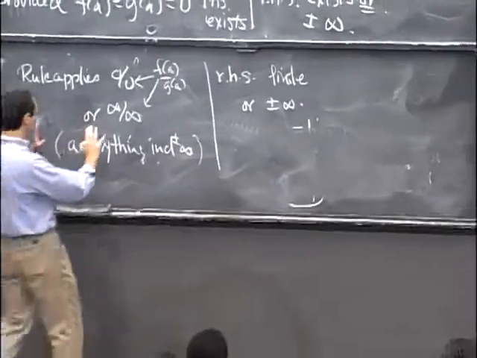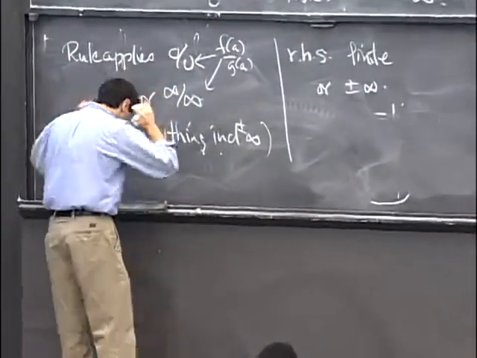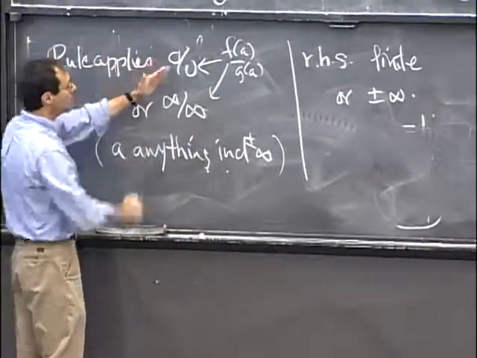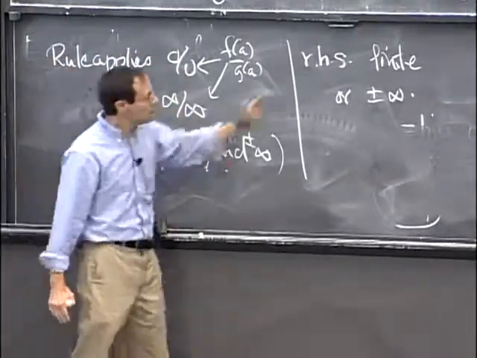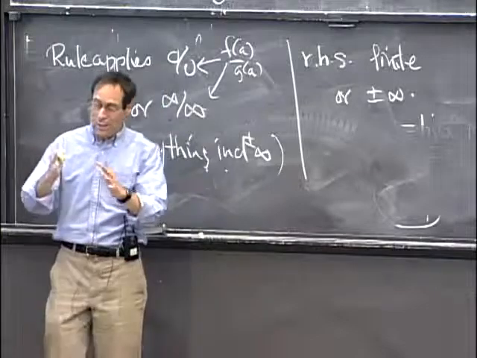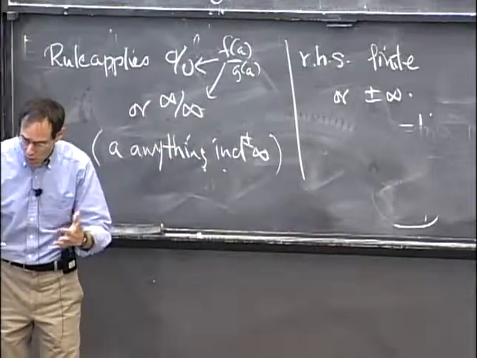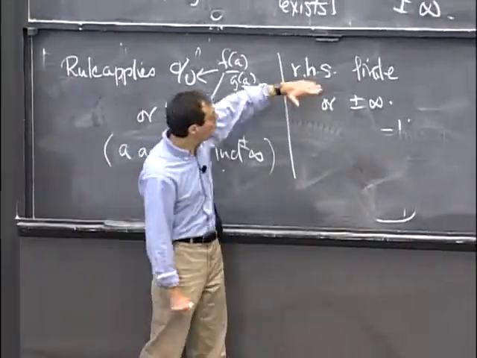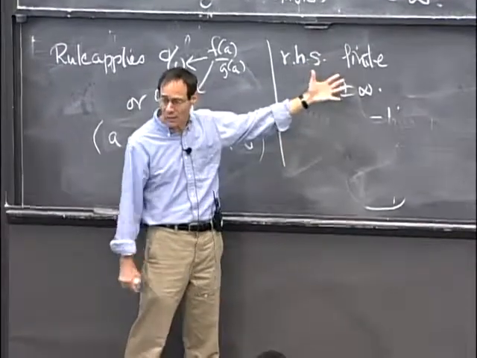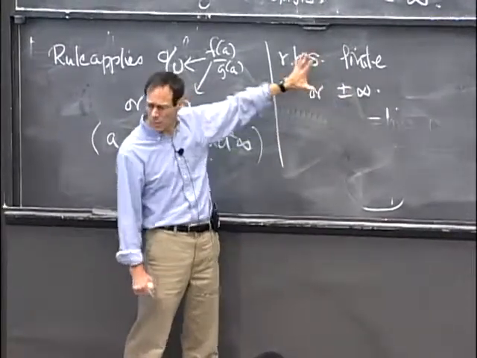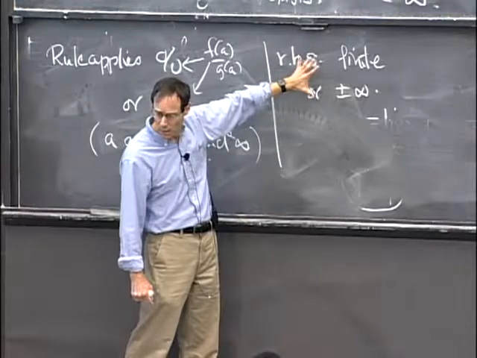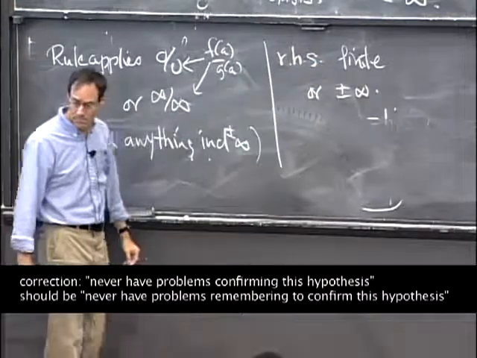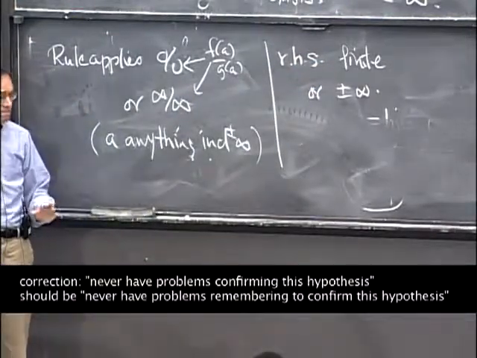Okay? So you need something. You need a specific value of a. You need to decide whether it's an indeterminate form. And you need the right-hand limit to exist. It's not hard to impose this, because when you look at the right-hand side, you'll want to be calculating it. So you'll want to know what it is. So you'll never have problems confirming this hypothesis. Okay?